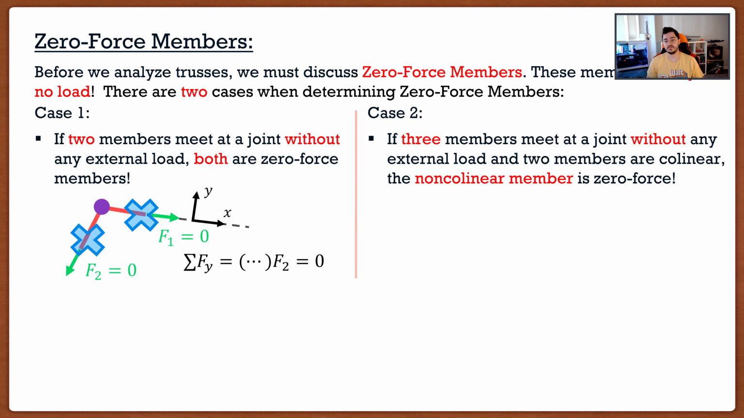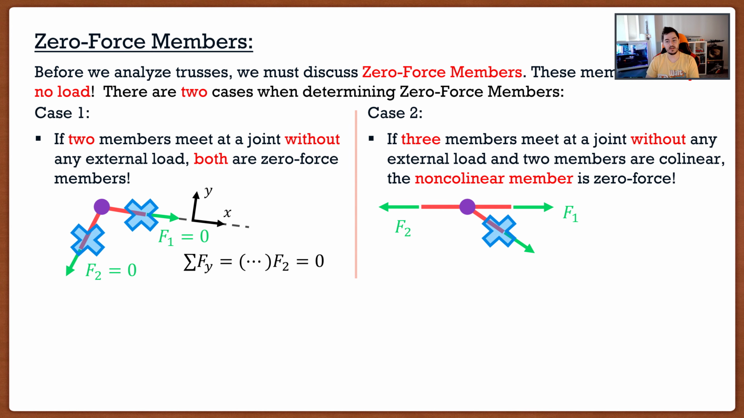The second case is if we have three members that meet at a joint, again with no external load, and two of the members are collinear, meaning that they're parallel with each other, and the third member is non-collinear. That third member is actually a zero force member. Now again, this is a bunch of word garbage. If you guys want to see what this looks like, it would look something like this. So notice how my two top members are parallel with each other, so they're collinear, and then I have a third member that is not collinear. If this is the case, then that third member is actually going to be zero force.